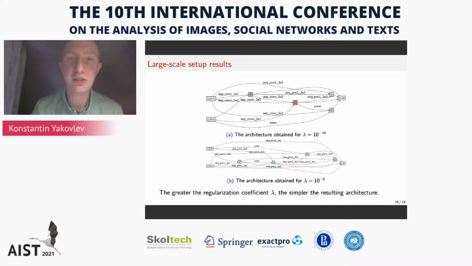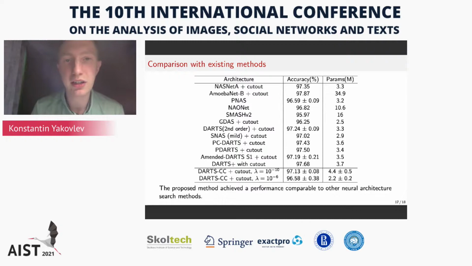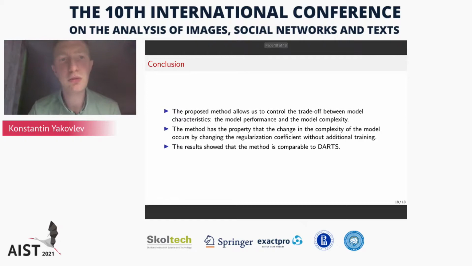Here is a comparison with existing methods in a large-scale setup. The conclusion is that the proposed method achieved comparable performance to other methods. In conclusion, the proposed method allows us to control the trade-off between model complexity and model performance. In addition, the method has the property that by calibrating the regularization coefficient, we may control the complexity of an architecture without additional training. Finally, the results show that the method is comparable to other methods. Thank you for your attention.